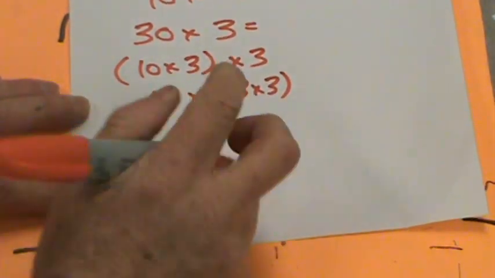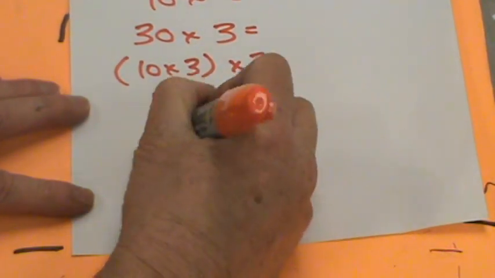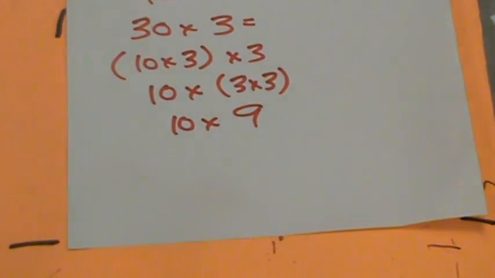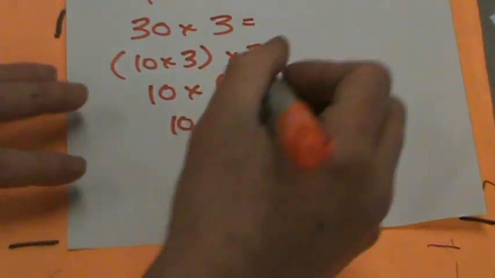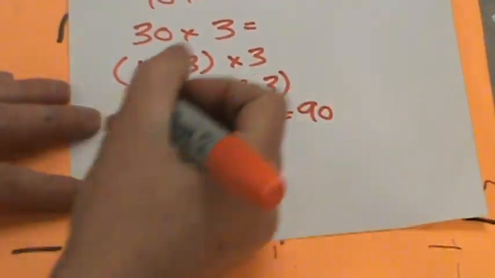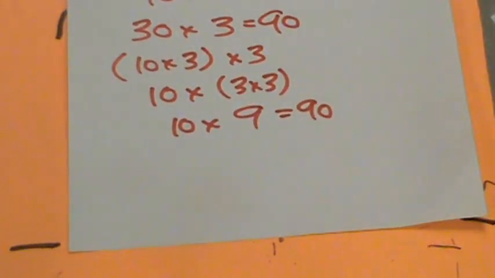10 times 3 times 3. Well, we know 3 times 3 is 9. We just bring down the 10 times, and what do we get? 10, 20, 30, 40, 50, 60, 70, 80, and 90. So 30 times 3 equals 90.